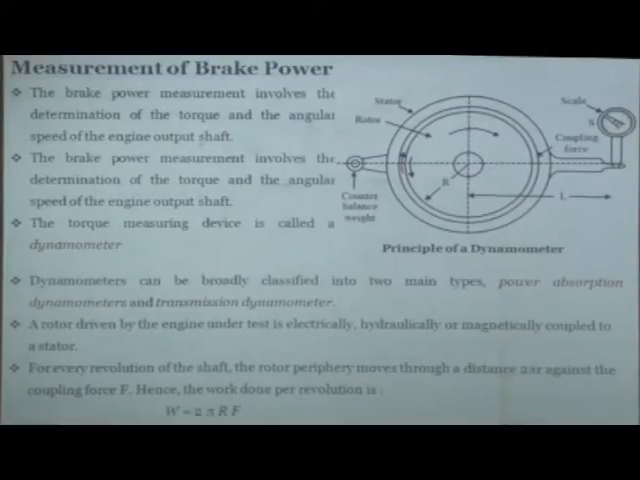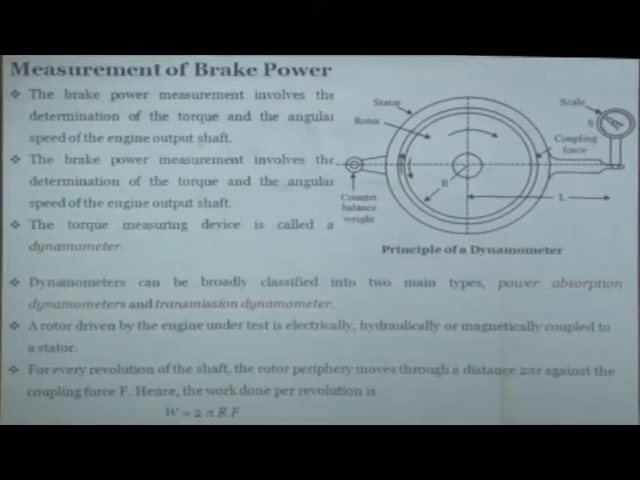The next is, we are interested in measuring the power output of the engine, that is called brake power output. Let us first understand the principle of power measurement, and then we will apply that to different types of dynamometers for power measurement. The brake power measurement involves determination of torque and angular speed of the engine power output shaft. We know if we have to measure the power output, how do we calculate the power output? What is the formula? P equal to 2 pi NT.